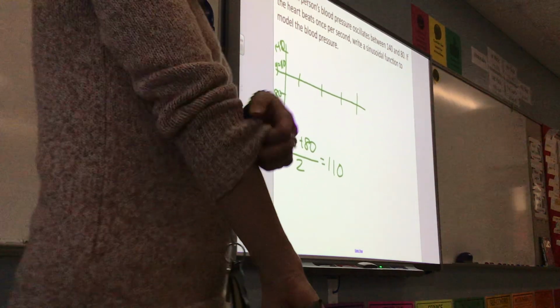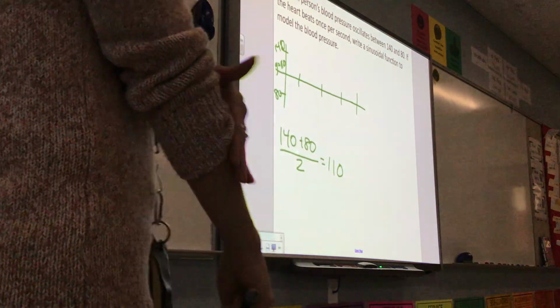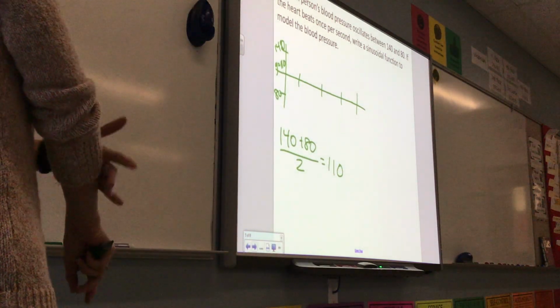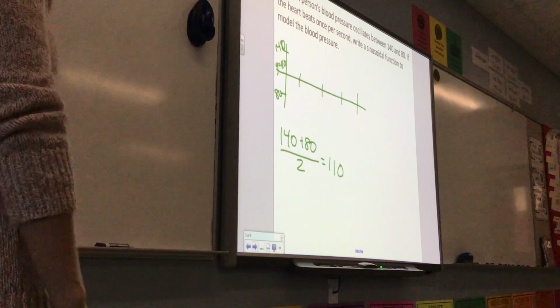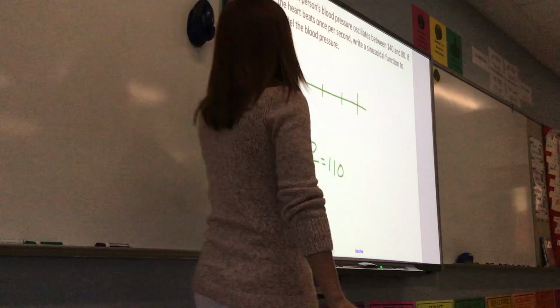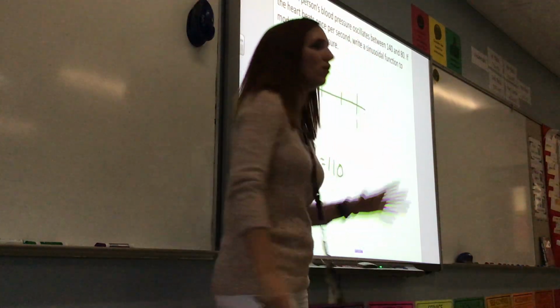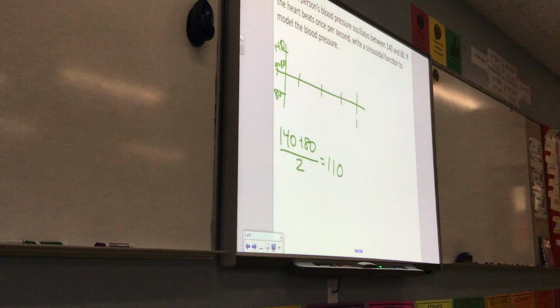Okay, so according to this one, this person's heart is beating how often? Once per second. So it takes 1 second to go through that full process in this example. Do we know when they started measuring where their blood pressure was? Did they tell us? No, so we get to pick. You don't know, so you get to tell me what you want it to be. What do we want it to be?